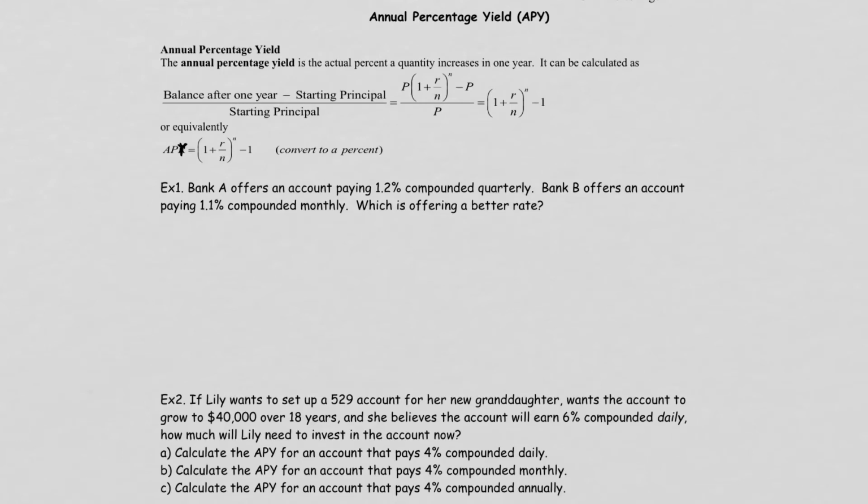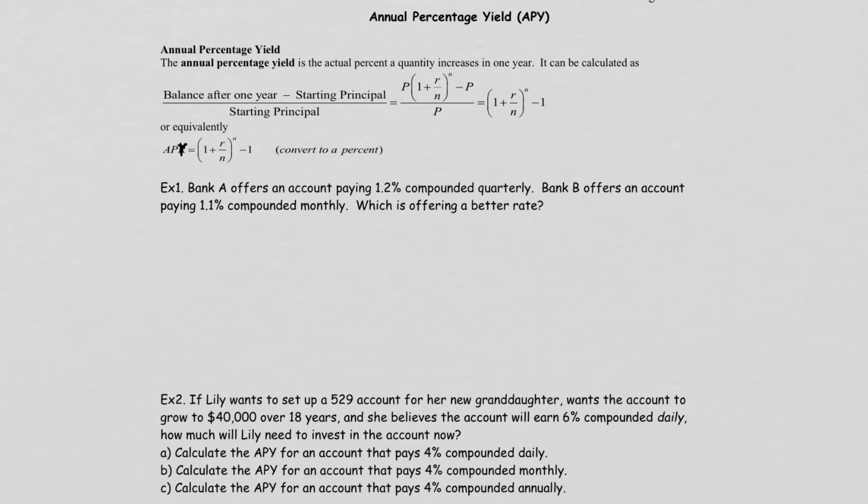In this section, we're going to talk about annual percentage yield, which is APY. It gives you the formula that we can use. R is the rate, N is the compounding period, same as when we were talking about the interest formula.